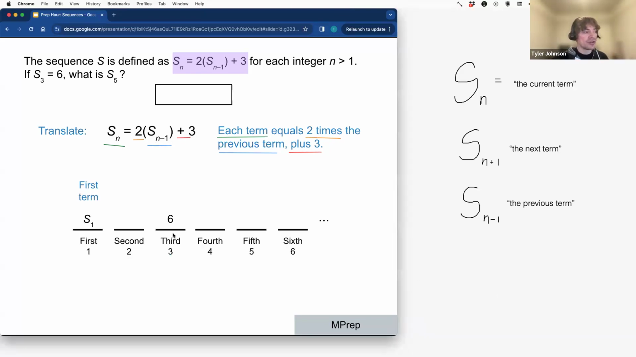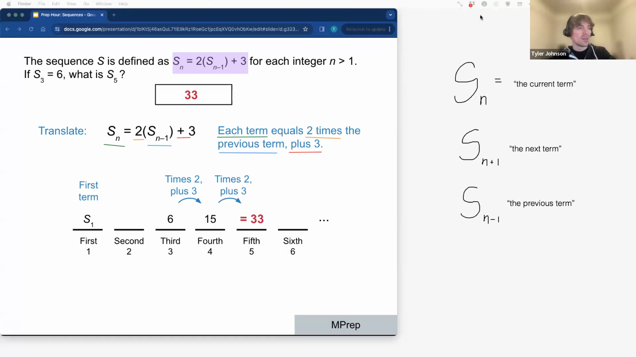So I'm told the third term is 6. To find the fourth term, I double it and then I add 3 to get 15. And to get the fifth term, I double 15 and add 3. The fifth term is what I'm solving for, so that's 33. If I wanted to keep going, if they had asked me for the sixth term, I would just do the same thing, double it and add 3. Your sixth term is 69.